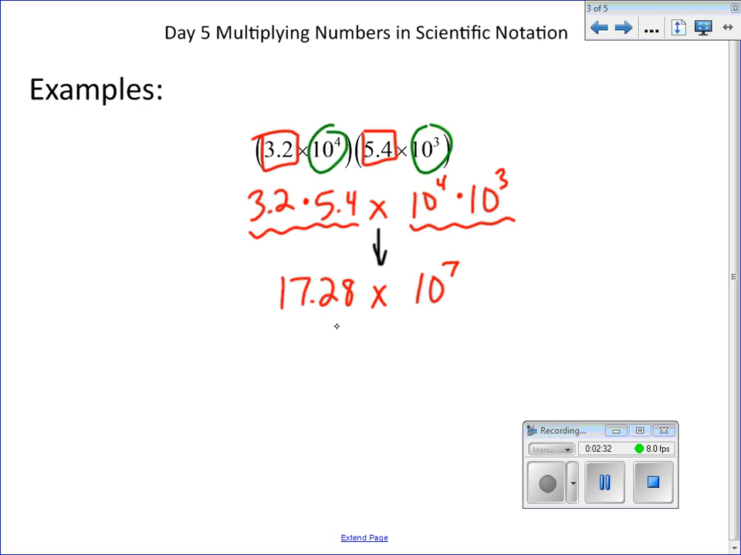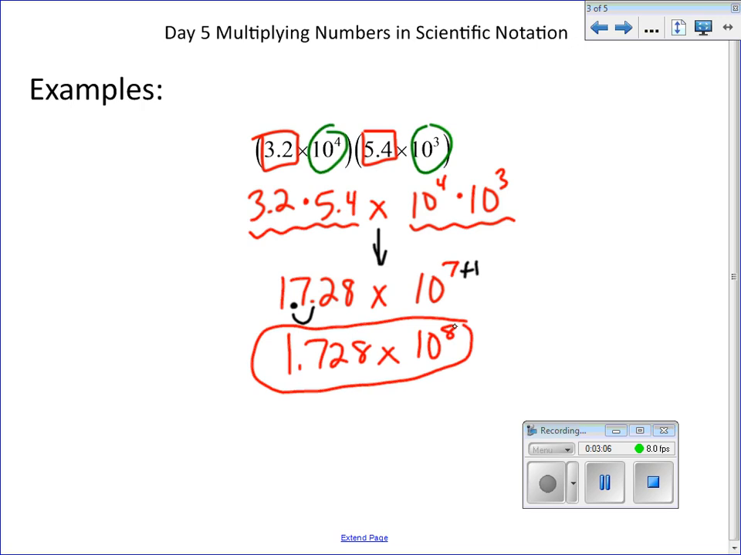Now, our answer needs to be in scientific notation. So if you look, it's not quite there. In order to be in scientific notation, the decimal would actually have to be right here. And so really, we need to take the decimal and move it one more spot to the left. By moving it one spot, that means we're going to actually have to add 1 to this exponent because we've moved it one additional space over. So that gives us 1.728 times 10, and when we add this one more to it, we're going to get to the 8th power.